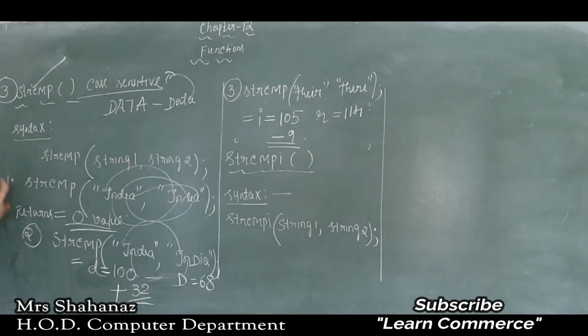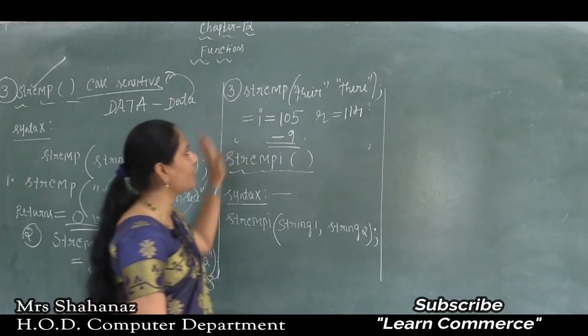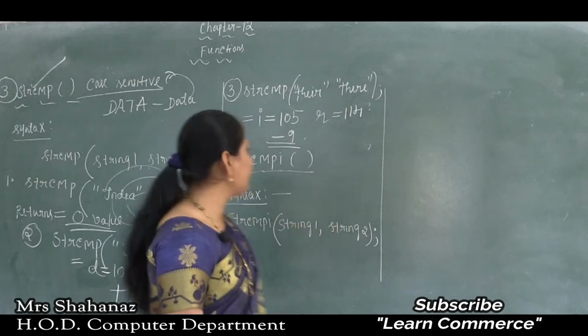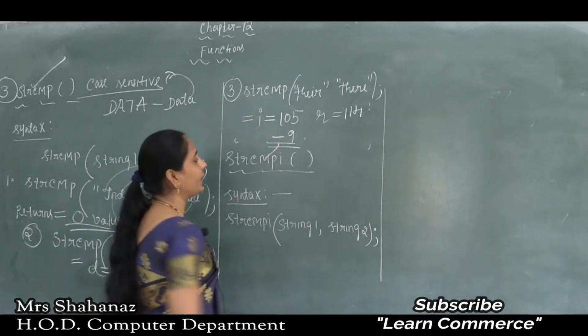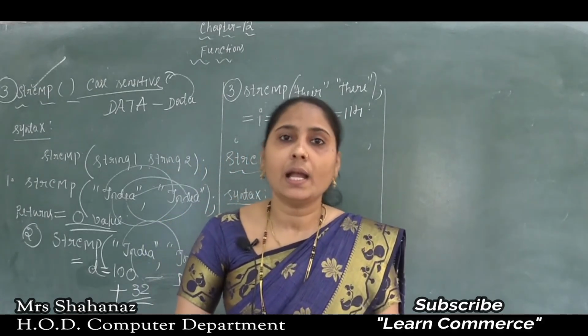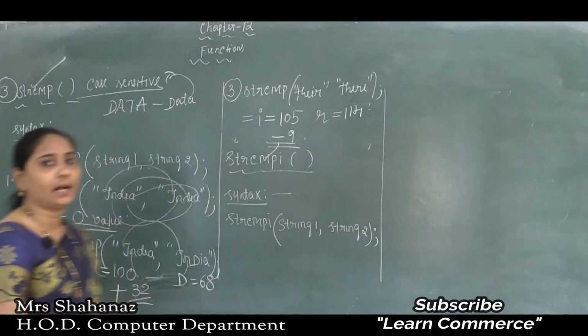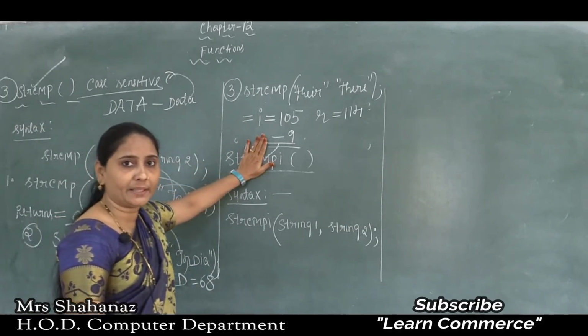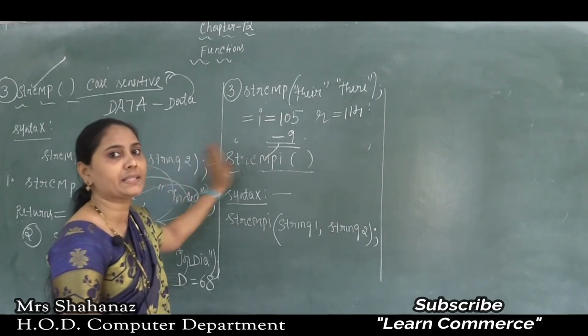So this is about our strcmp, which is case sensitive. It treats uppercase letters and lowercase letters as different. Clear this one? We already used some examples for strcmp here. After completing this, let's go for strcasecmp. The meaning is just comparison only. Strcmp is also comparison, strcasecmp is also comparison, but what's the difference between strcmp and strcasecmp?